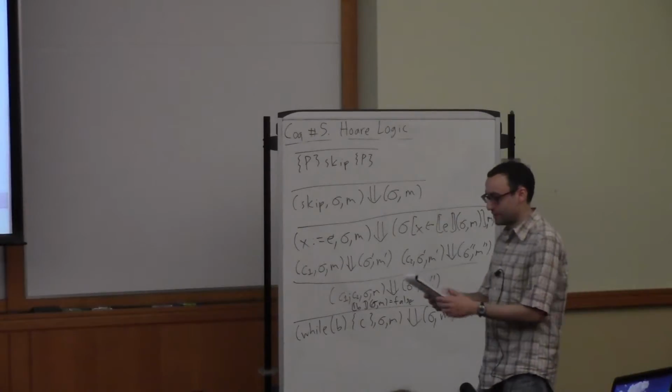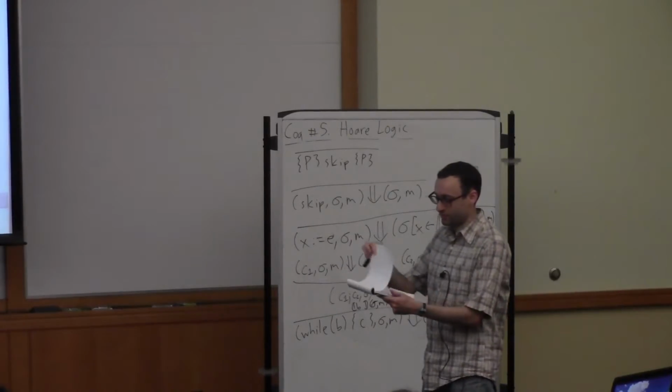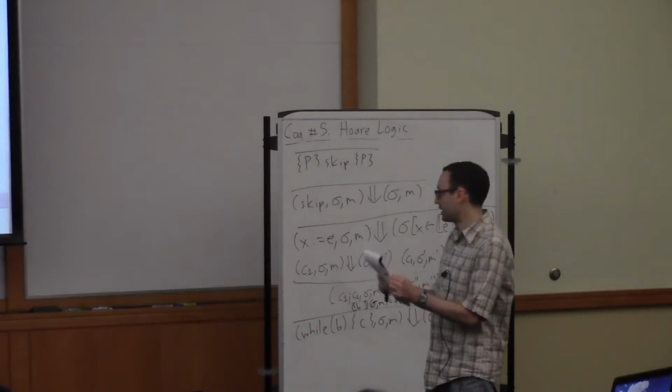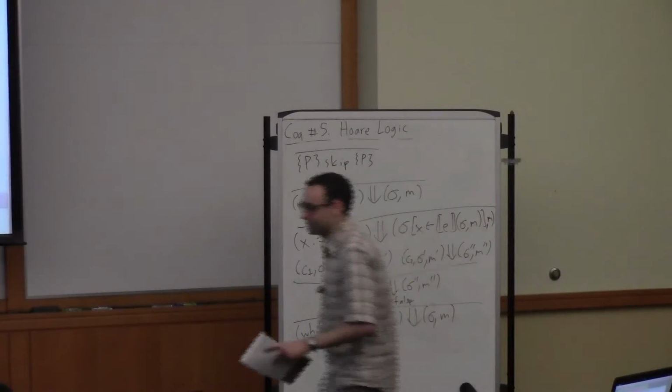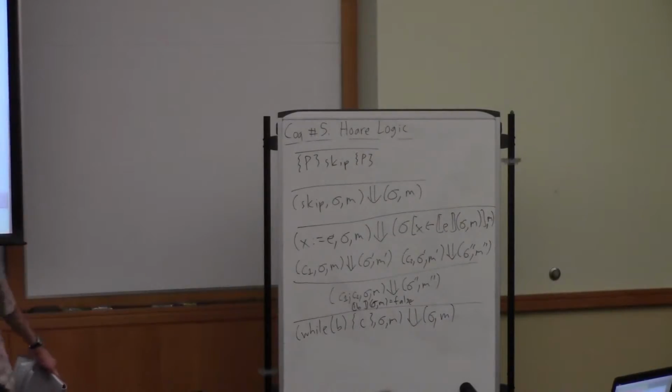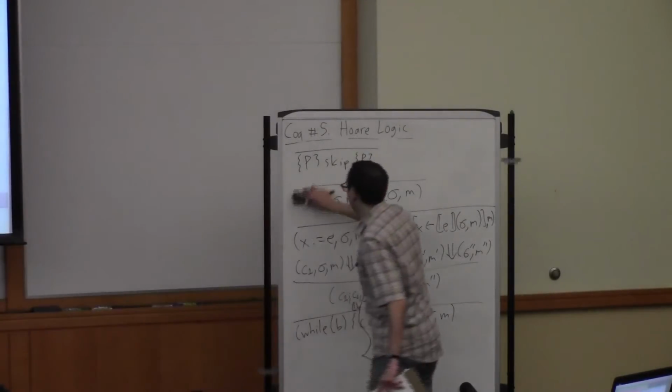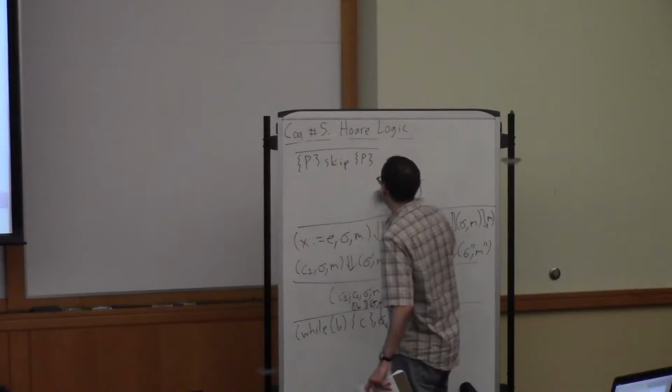All right, so that's our gentle introduction to the rules of Hoare logic. Let's try something more complicated. I'll gradually work my way down this board, erasing the operational semantics rules we've translated into Hoare logic rules. So we know how to do skip. Let's look at variable assignment.